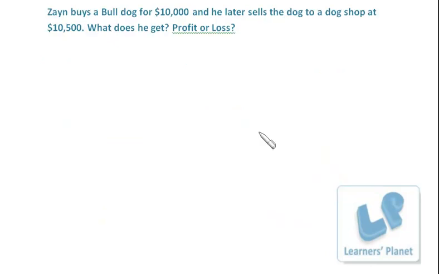Now this is the fourth sum that we have. Zane buys a bulldog for $10,000 and later he sells the dog to a dog shop at $10,500. So he sells it. What does he get, profit or loss? Now in this you have to mention just profit and loss. But for that also we'll have to do the calculation. Alright. So again we'll have the same statements. But first it's SP minus CP. This is the CP and this over here is the SP.